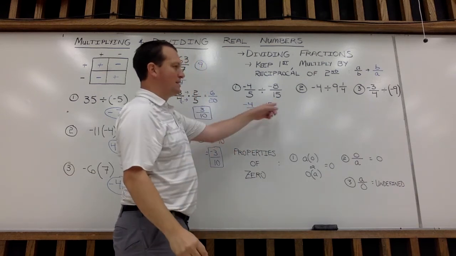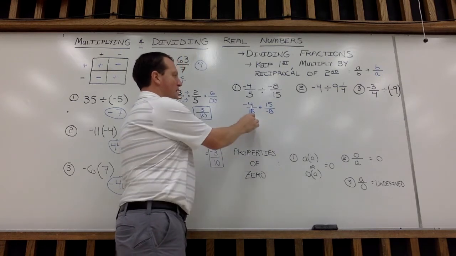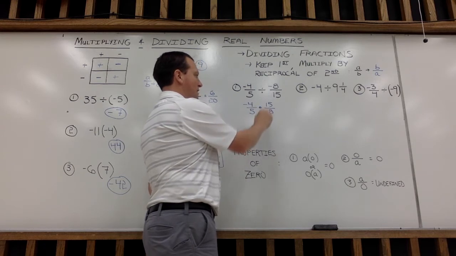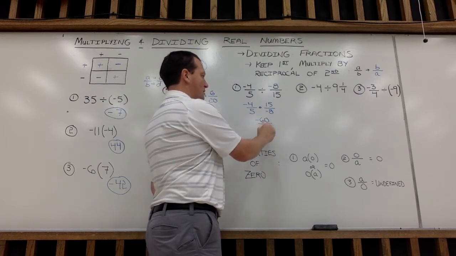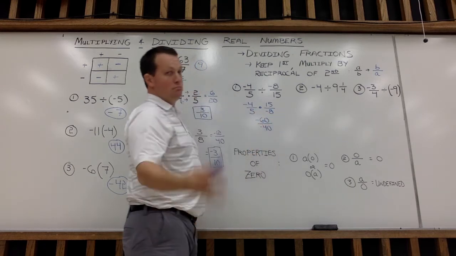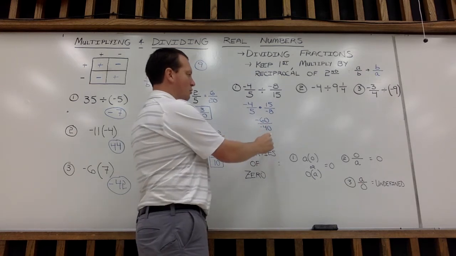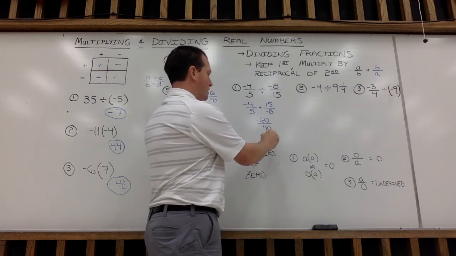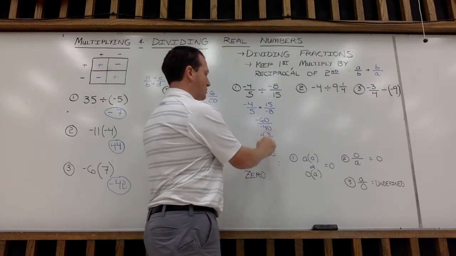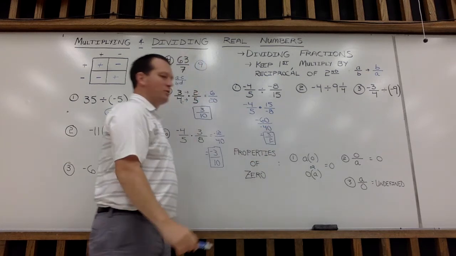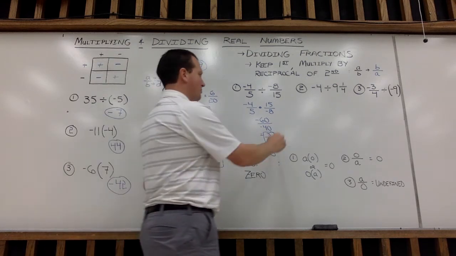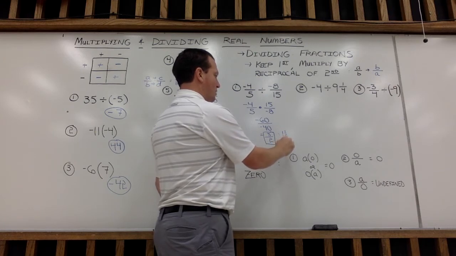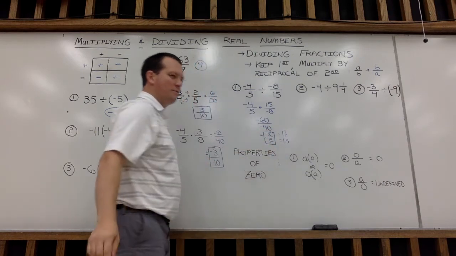Now I'm ready to multiply top times top, bottom times bottom. Negative 4 times 15 is negative 60. 5 times negative 8 is negative 40. These two negatives will make a positive. 60 over 40, I can divide both of those by 20, and I'll have 3 over 2. Again, if you're not comfortable with improper fractions, if you like decimals, that's 1.5. Those are all equivalent answers.